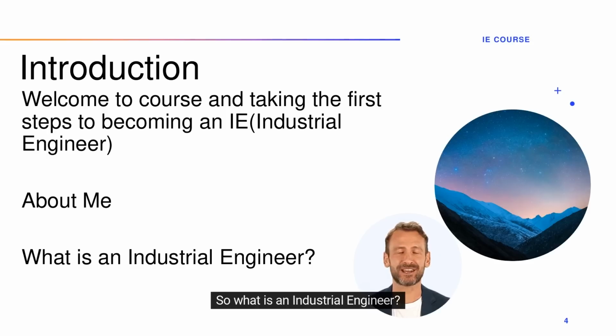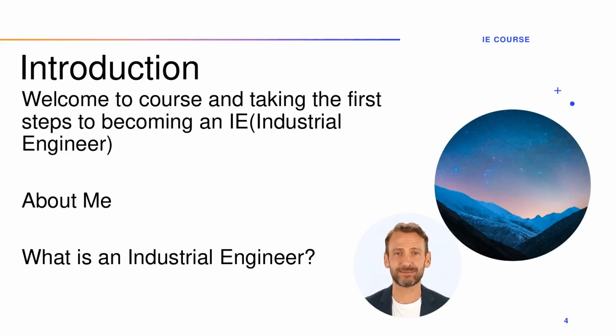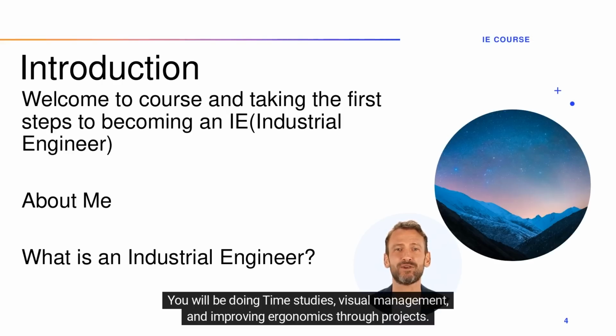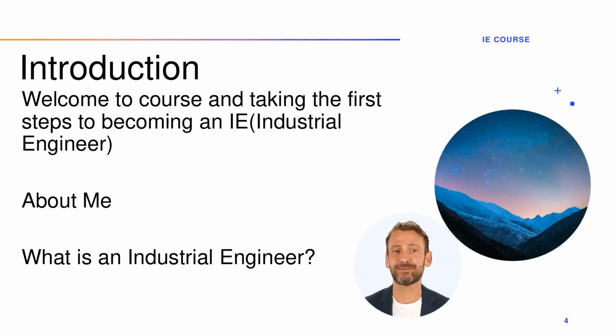So what is an industrial engineer? To put simply, an industrial engineer is a creative, logical problem solver that helps save the company money. You will make decisions that are best for the employees and management. You will be doing time studies, visual management, and improving ergonomics through projects. If you do not know these terms, do not worry, we will go over them in this course. How exciting!